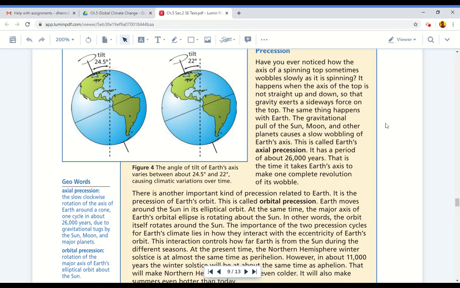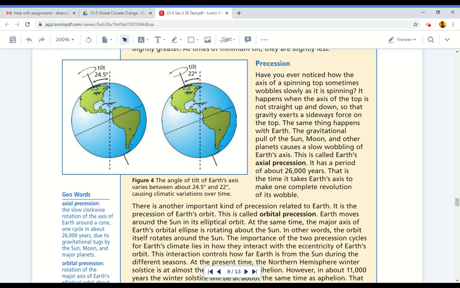Precession. Have you ever noticed how the axis of a spinning top sometimes wobbles slowly as it is spinning? It happens when the axis of the top is not straight up and down, so that gravity exerts a sideways force on the top. The same thing happens with Earth. The gravitational pull of the Sun, Moon, and other planets causes a slow wobbling of Earth's axis. This is called Earth's axial precession. It has a period of about 26,000 years. That is the time it takes Earth's axis to make one complete revolution of its wobble.